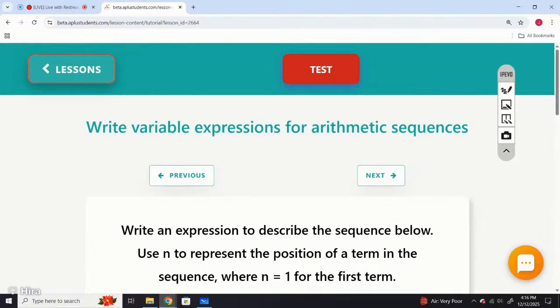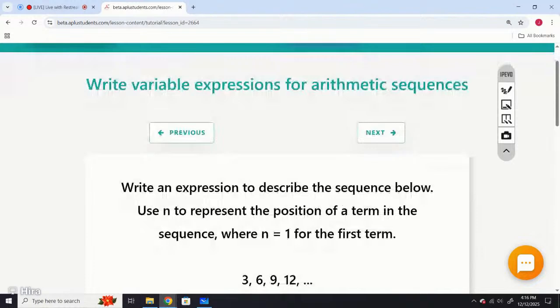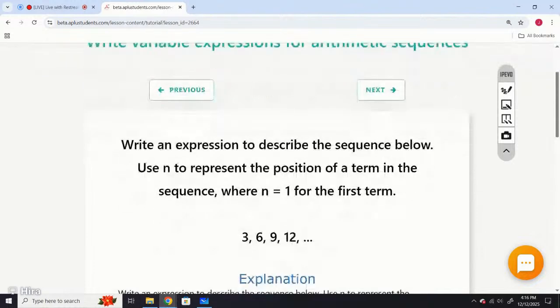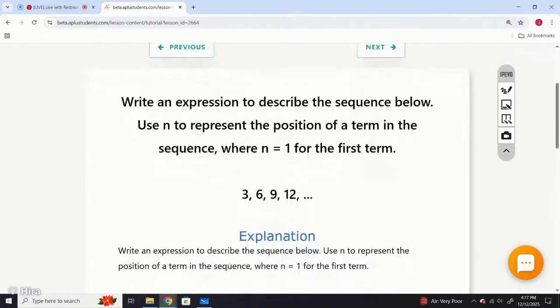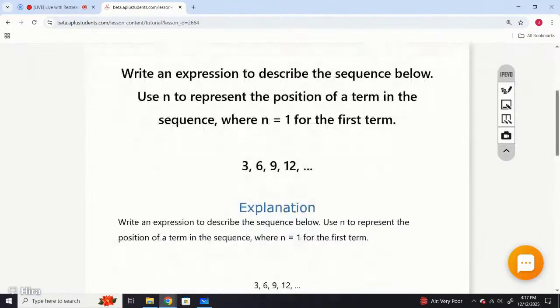Write an expression to describe the sequence below. Use n to represent the position of a term in the sequence where n equals 1 for the first term.